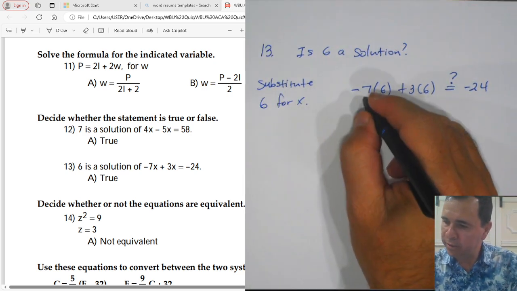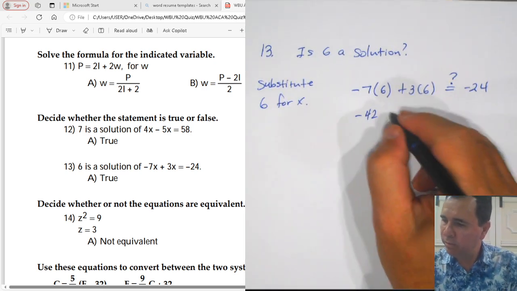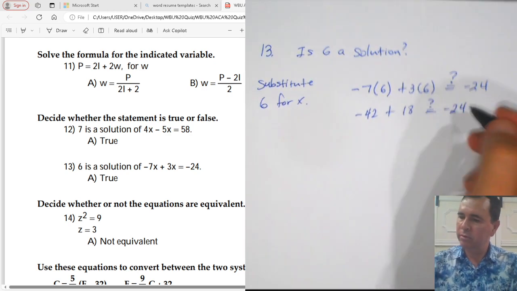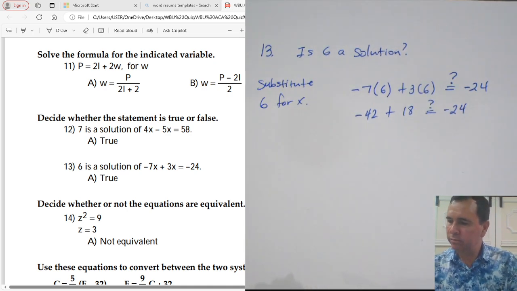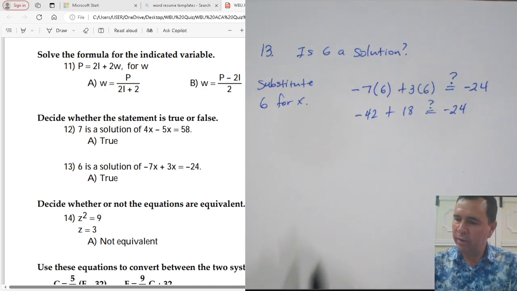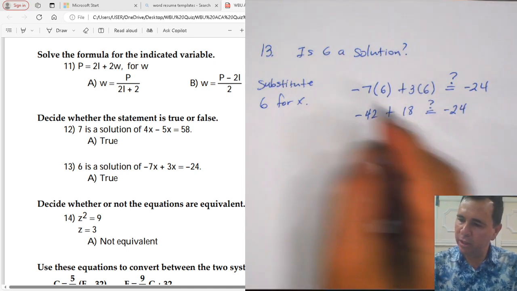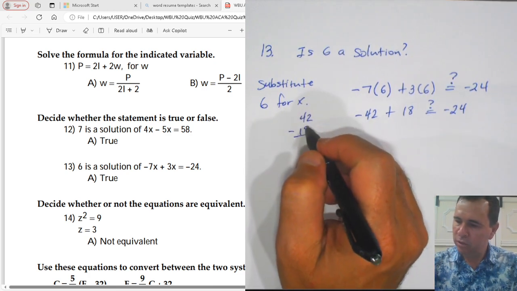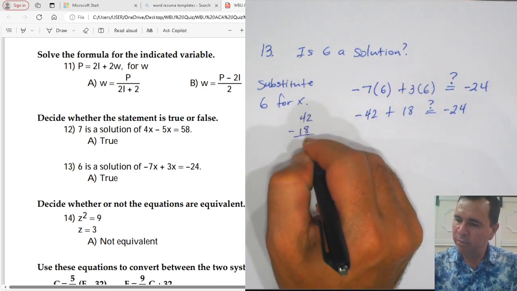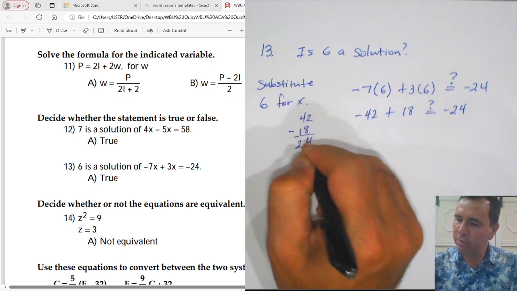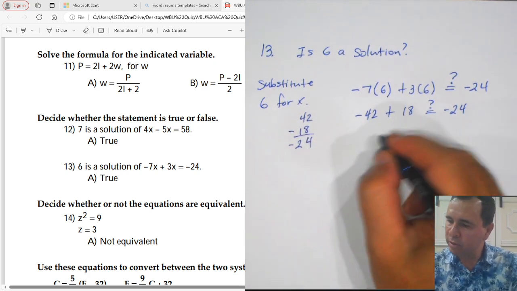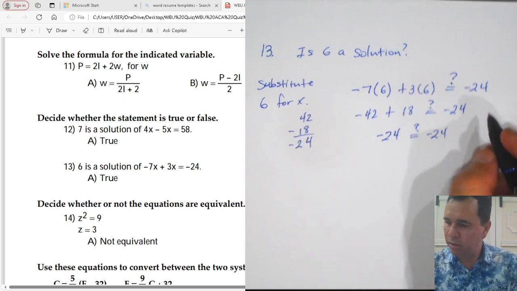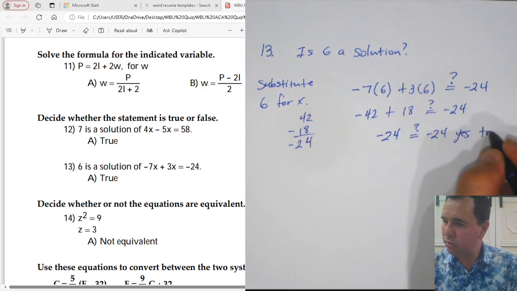So we got negative 7 times 6 is negative 42, plus 18. Is that equal to negative 24? Right? So if I owe 42 and I pay 18, you're going to owe less. There's less debt. So we subtract 18, that would be a 4, a 3, a 2. So I'm going to owe 24. So this turns out to be negative 24. Is it equal to negative 24? And the answer is yes, which means true.